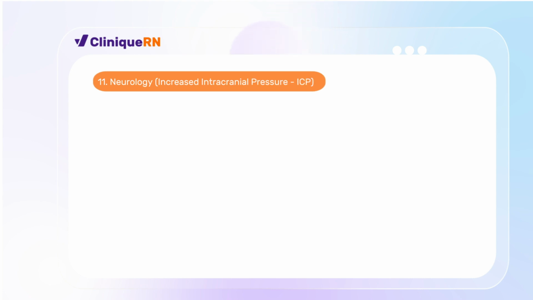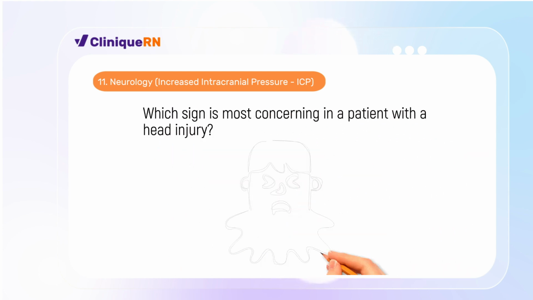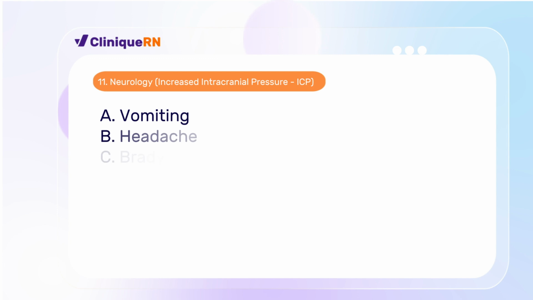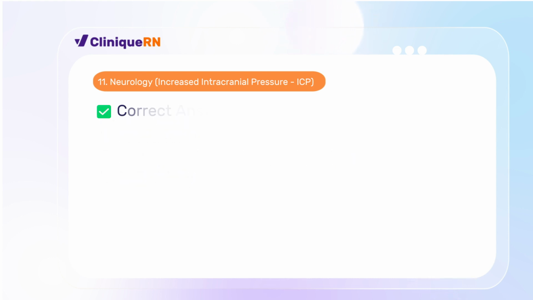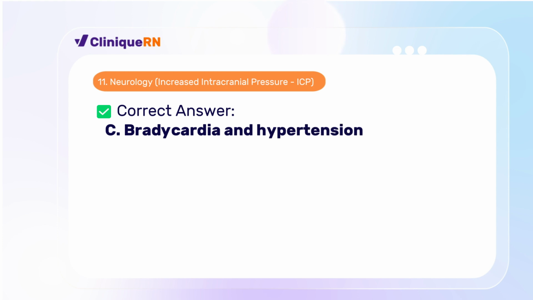11th. Neurology, increased intracranial pressure, ICP. Question: which sign is most concerning in a patient with a head injury? A. Vomiting. B. Headache. C. Bradycardia and hypertension. D. Irritability. Correct answer: C. Bradycardia and hypertension.